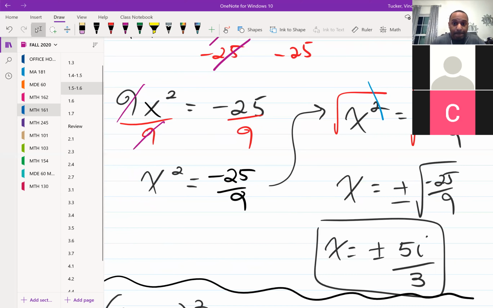Can you explain? I kind of get where the i comes from, but I need a refresher on why you put the i. Yep. So whenever you're taking the square root of a negative, whenever you have the negative under the radical, the result is going to be whatever that number is, i. So in other words, the square root of 25 is 5, so it's going to be 5i. Okay, thank you. Not a problem.